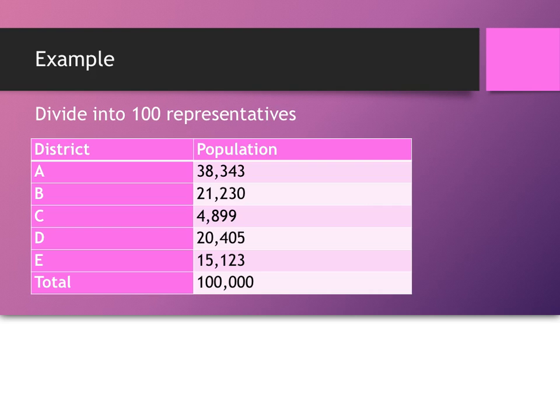Now, let's take the following example. Let's pretend we have 100 representatives to deal out, and we have 5 districts, A, B, C, D, and E. Now, each of the districts has a different population, but the total amount is 100,000. So if you think about this, we have 100 representatives, and we have 100,000 people.